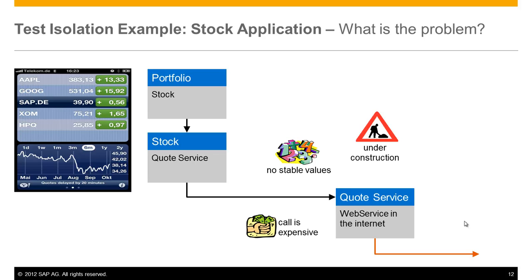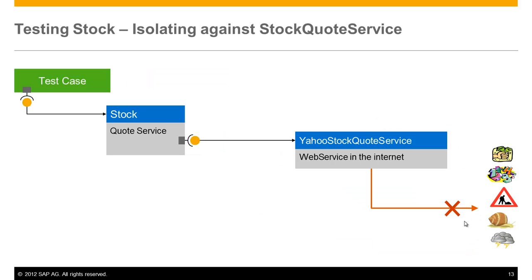You don't get stable values. Whatever you're calling may be under construction, not available all the time. It is definitely much slower than what you have internally as a small unit test, and you cannot provoke it to raise exceptions. For instance, you cannot say to the quote service, hey, give me a -1, I want to see how my code behaves when I get a negative value or a timeout or things like that. So you see that these dependencies to an outside component, the quote service, make it really hard to test your code, and typically also very expensive. Hard means expensive. So what can we do?